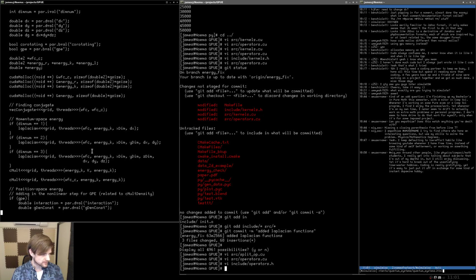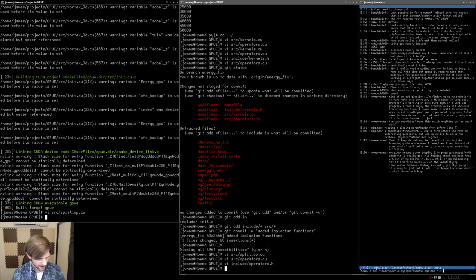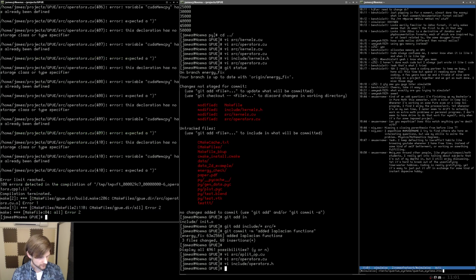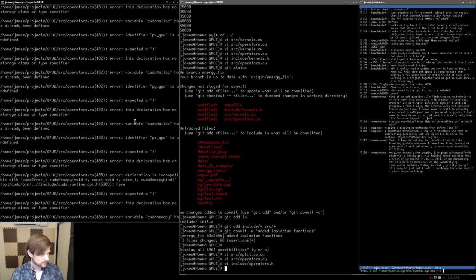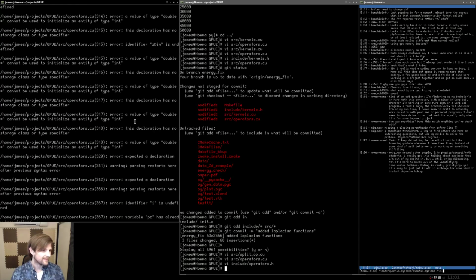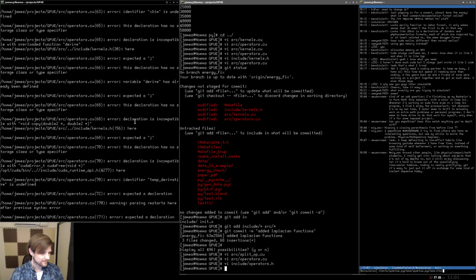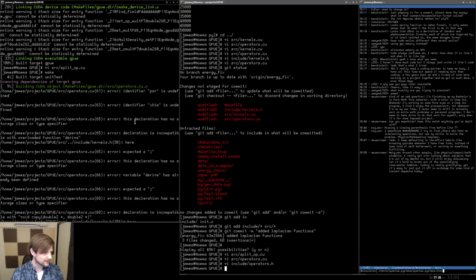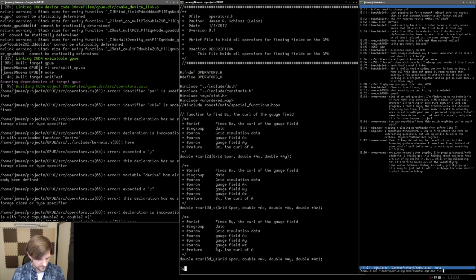I'm using the Laplacian here. Wow. It's not in the include file. What's going on? Oh, man. Oh, I shouldn't have committed. I thought we were done. Identifier par is undefined. Okay. Let's fix all these guys then.